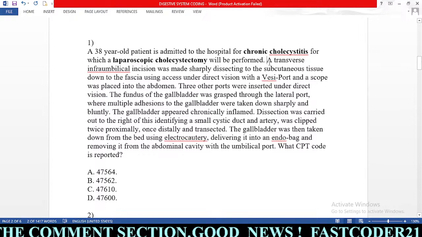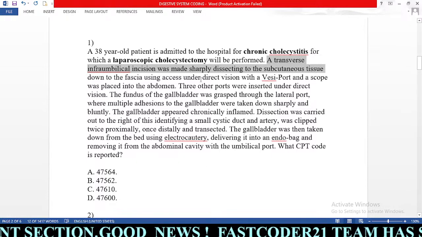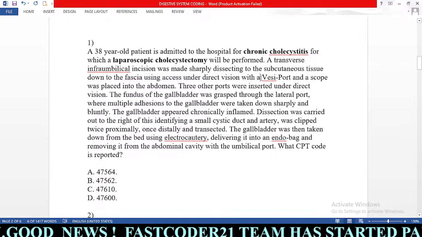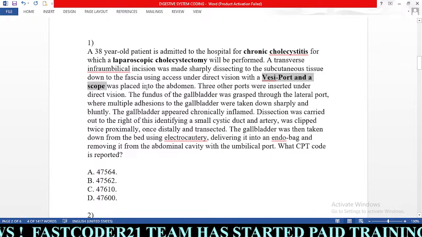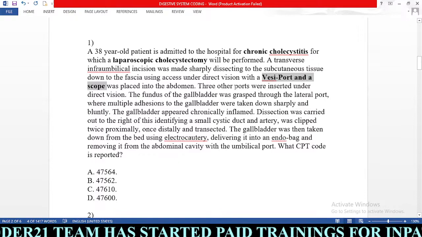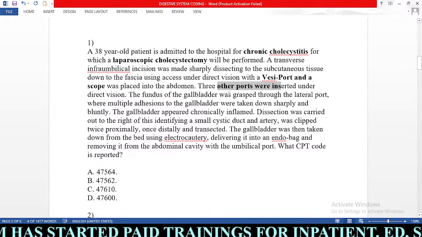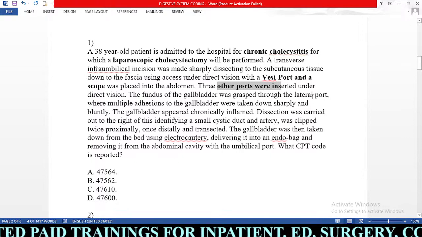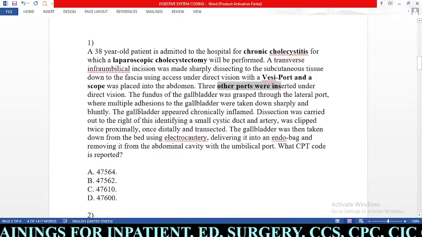A transverse infraumbilical incision was made, sharply dissecting the subcutaneous tissue down to the fascia, using access under direct vision with a Visiport. This is the keyword here. A scope was placed into the abdomen. Three other ports were inserted under direct vision, which is also a keyword. The fundus of the gallbladder was grasped through the lateral port, where multiple adhesions to the gallbladder were taken down sharply and bluntly.